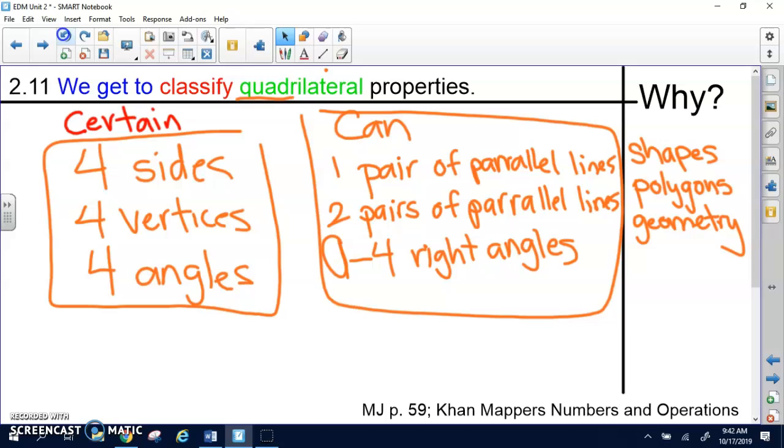You have a set of numbers here, and you're going to be working on page 59 today. You can go into Khan Academy, mappers, numbers, and operations. I'm going to be pulling some people to work on their math packets.